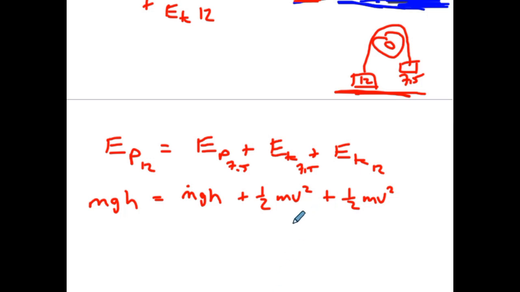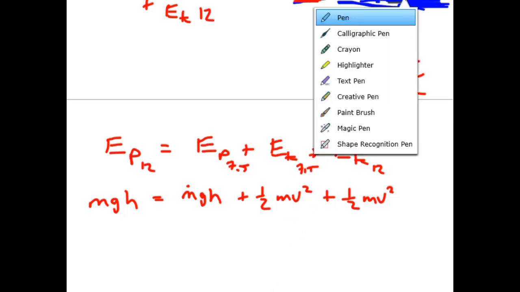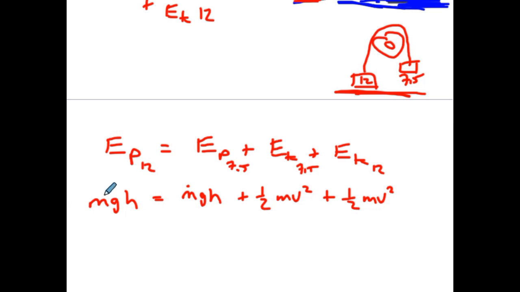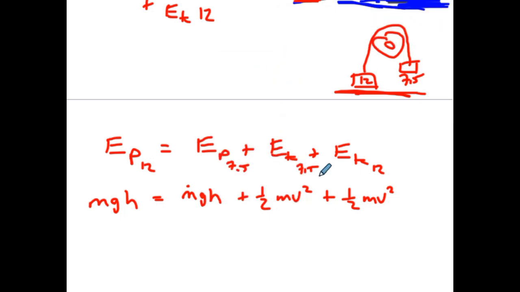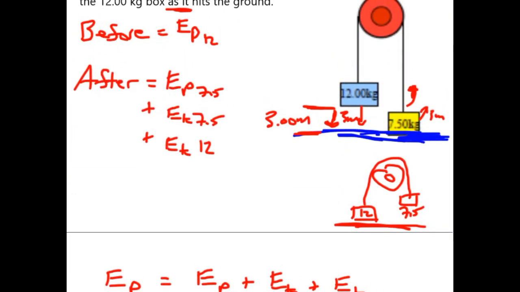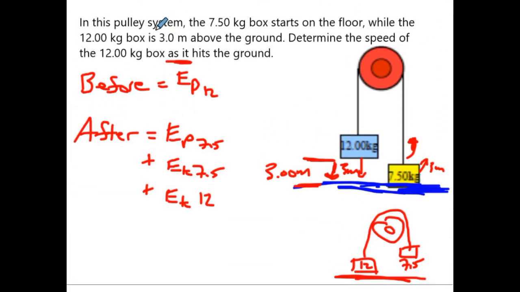However, this is where a lot of students will maybe make an overly ambitious mistake. Some kids might say, oh, look, there's a mass in every single term. I can cancel it. Unfortunately, that's actually incorrect. One of the reasons why it's incorrect is that the masses are different. Sometimes the mass was 12, sometimes it was 7.5. And so we actually can't cancel mass. We also have one more issue here, a bit of a challenge, which is that we're being asked to solve for the speed of the 12 kilogram box as it hits the ground.